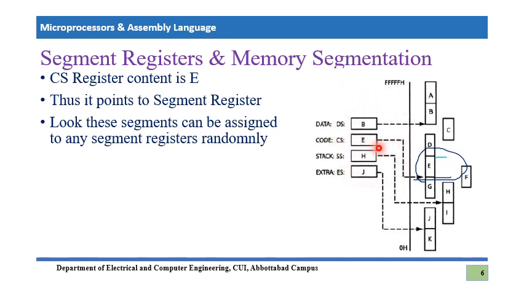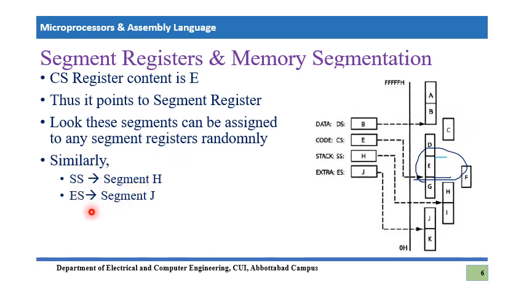For example, in this example, only segment E has been chosen as a code segment, and it is being pointed to by this code segment register, but it is quite possible that one can choose segment K, and it can be pointed to by the code segment register. So any of these segments can be assigned to these segment registers, or in other words, any of these segment registers can point to any of these segments. Similarly, the fact is given for the stack segment and extra segment registers.